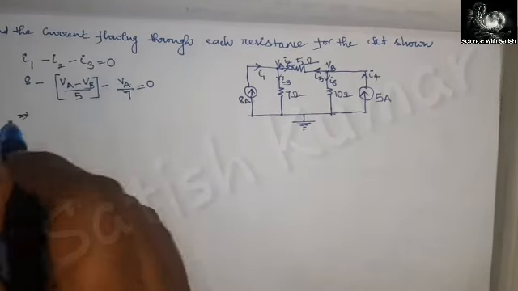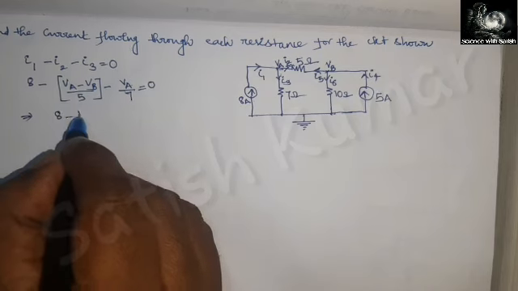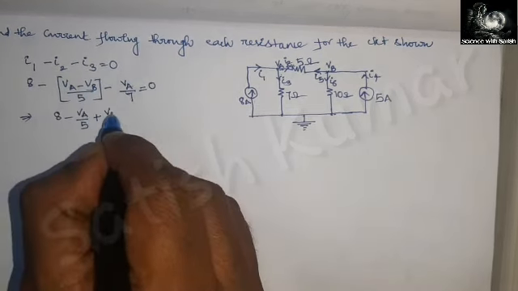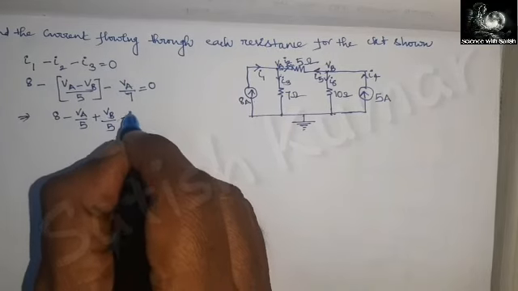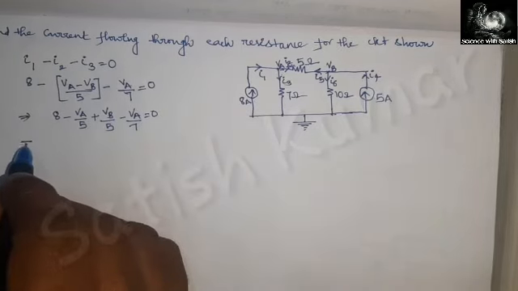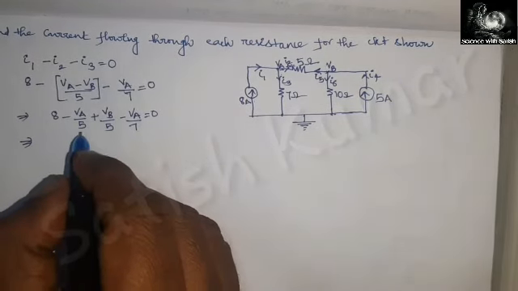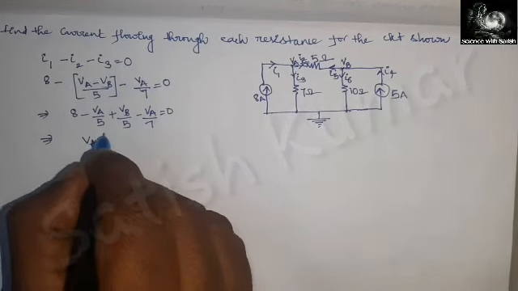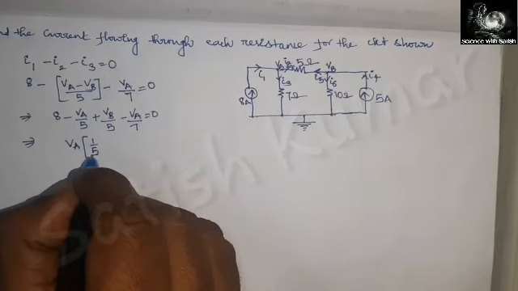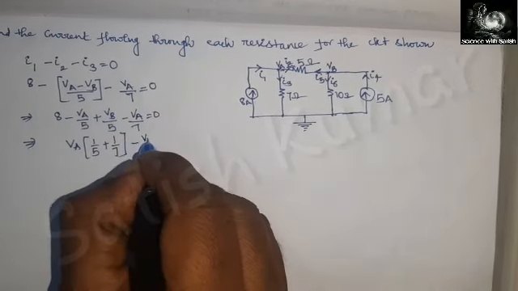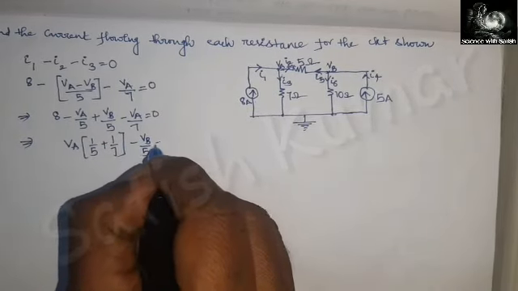So I can write 8 minus VA by 5 plus VB by 5 minus VA by 7 is equal to 0. Implies VA into (1 by 5 plus 1 by 7) minus VB by 5 is equal to 8.